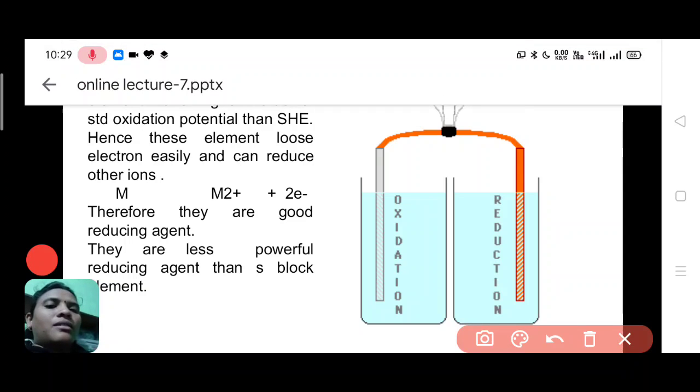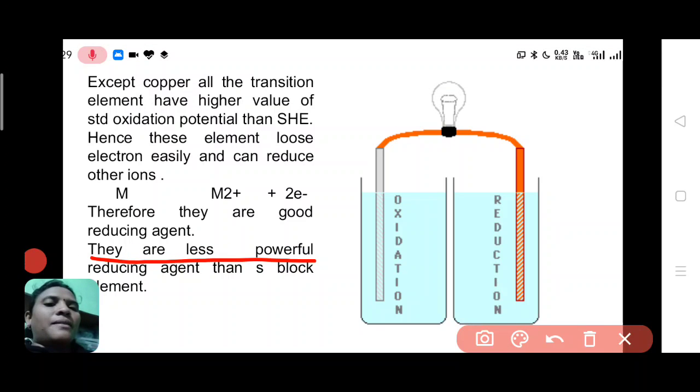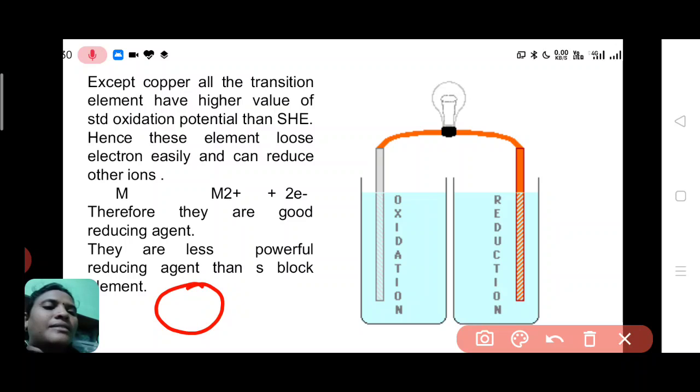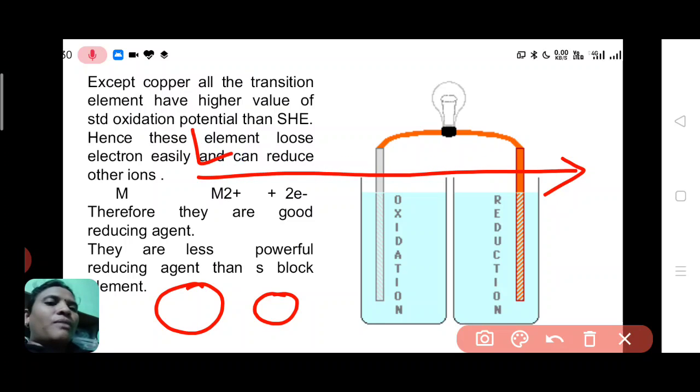See here, if we see this statement, they are less powerful reducing agents than s block elements. We have seen here that all the d block elements are good reducing agents except copper. Copper is a good oxidizing agent. Why are the d block elements less powerful reducing agents than s block elements? We have already discussed that s elements have larger size than d elements. We have discussed that the size of d block elements decreases from left to right.